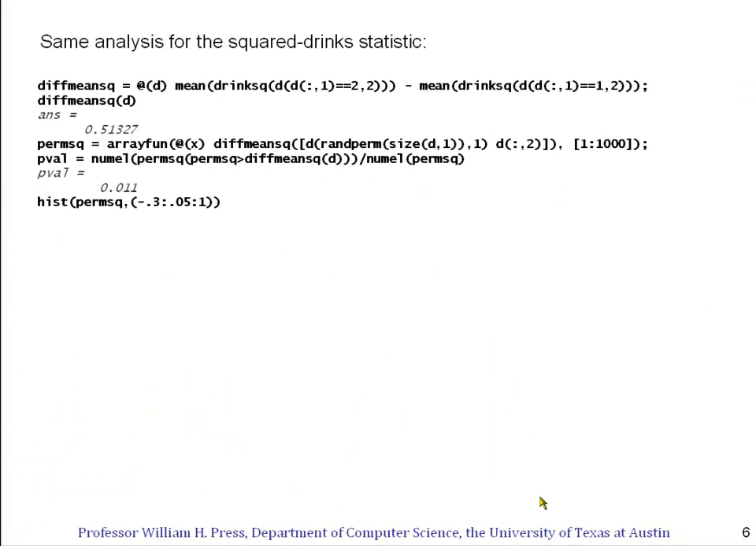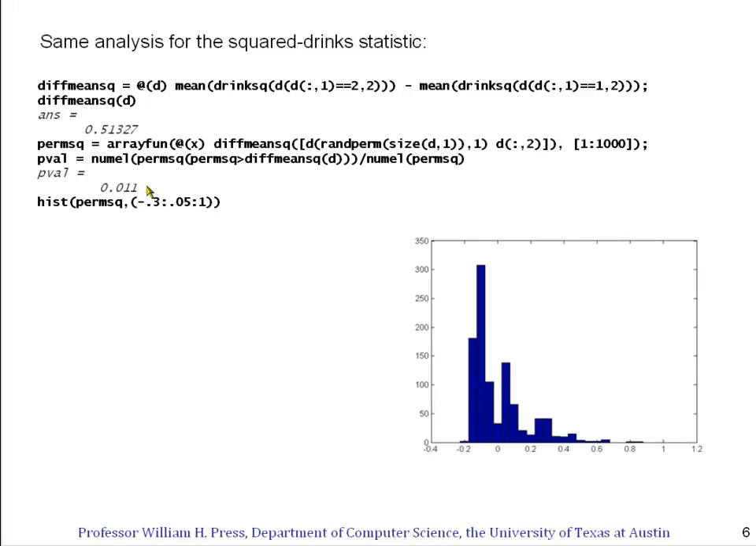We're carrying through two tests, so let's go back and do exactly the same analysis for this statistic of squared drinks. So I won't go through the code again. What do we get? We get here a p-value of even better, about 1.1%, almost at the 1% significance level. And the histogram looks like this. The value for the data is 0.51, and that's, let's see, it's probably in this bin here. And the 1.1% of the total area is the area to the right over here.